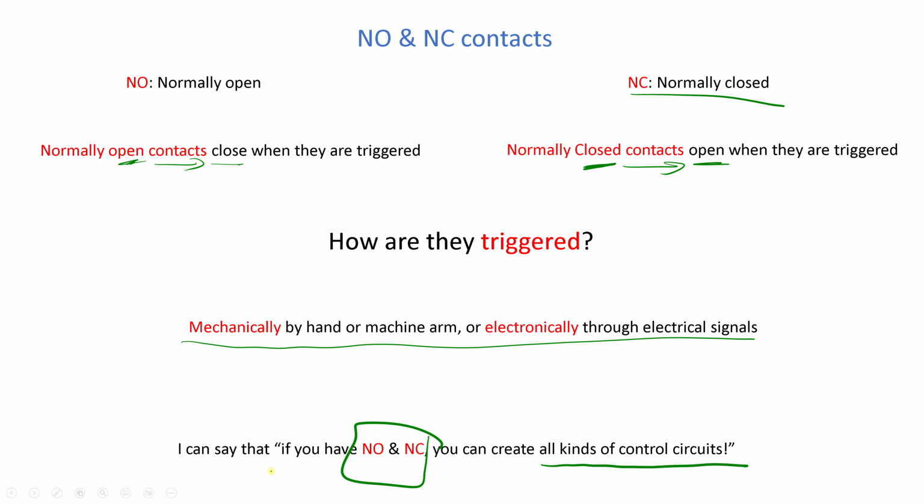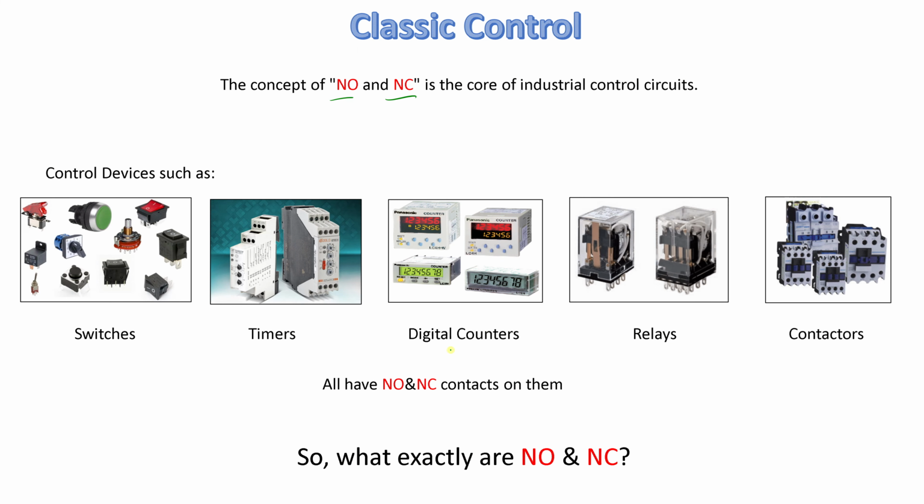Okay, this is for today. In the next lessons, we will learn where we will use NO and NC, like device types. Probably we will talk about these here. We will talk about switches, timers, digital counters, relays, and contactors.